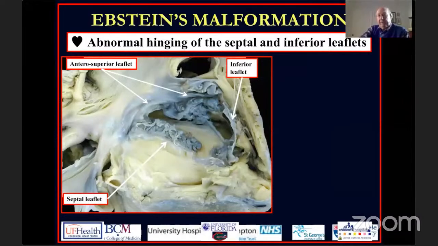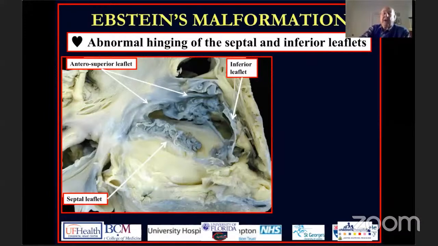So the phenotypic feature that gives us Ebstein's malformation is abnormal hinging of the septal and inferior leaflets. And you see that beautifully in the picture I am now showing you. Again, you are looking down on the base of the ventricular mass from the atrial aspect. So the left side of the heart is now to your left hand. The sternocostal surface is to your right hand.